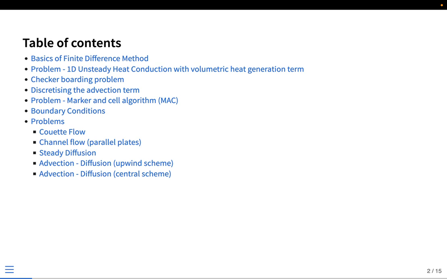Then we will take up some of the problems that we have already solved analytically before, and try to get the solution using the finite difference method that is being discussed in this particular week. We'll solve the Couette flow and the channel flow between two parallel plates for the fully developed case. You can also solve the developing flow as well, which I'm not taking up currently because of the limitations.